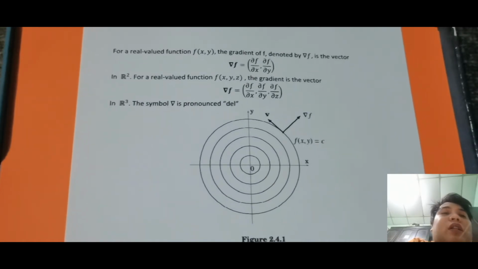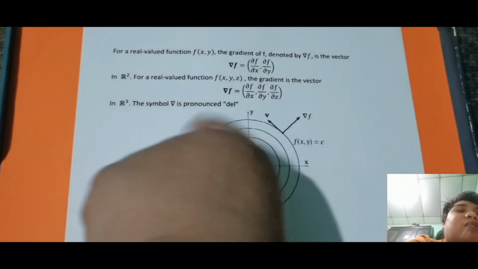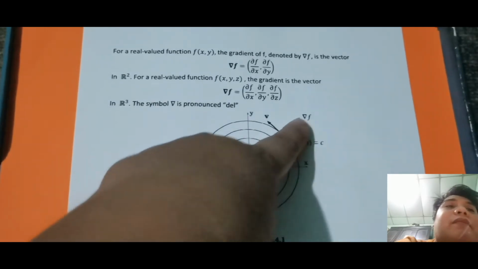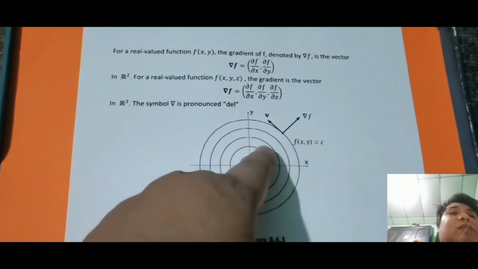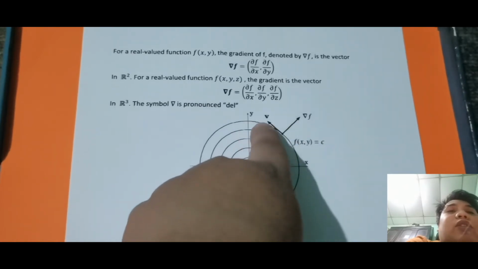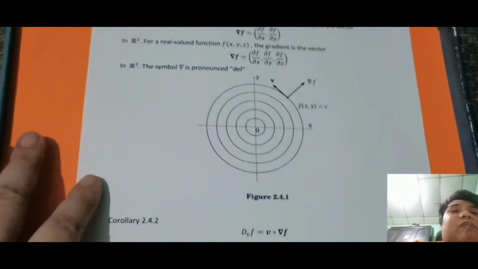Okay, so now, this is our illustration. Consider this graph. This is our function, a constant function, and the vector direction there is the gradient. If you notice, our gradient is always perpendicular to our unit vector. Again, it is perpendicular to the unit vector. So that is figure 2.1.